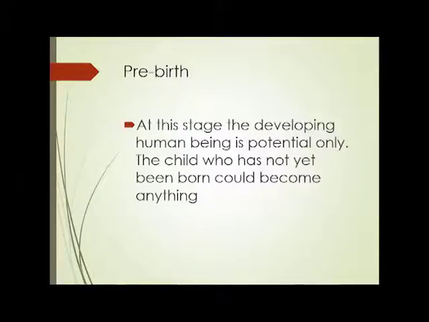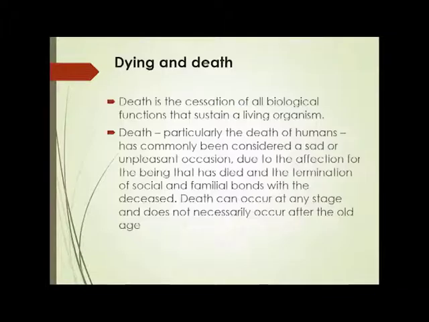At this stage, the development of a human is potential only. So the child who has not yet been born could become anything. So it's a pre-birth stage where the potential development of a human being is. So here is what we say: the child is not yet born and anything can happen. It depends on the health, and on many factors that can affect this development.